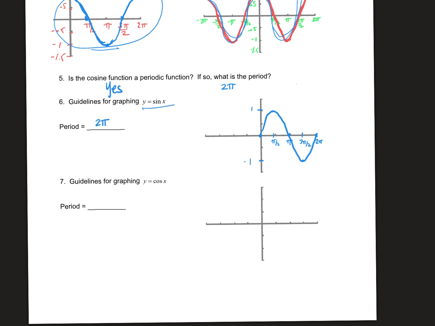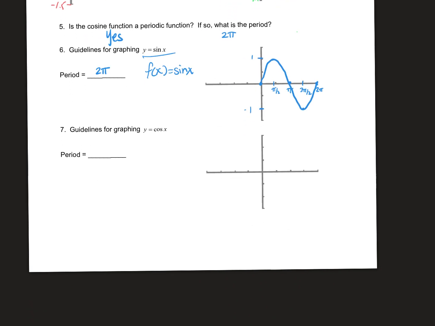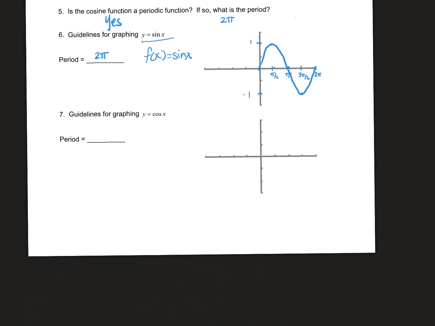Y equals sine x, or also get used to f of x equals sine x, because sometimes you're going to see both. Okay, so let's go to the next one. Let's look at y equals cosine x. So what you're going to do is take this one. Again, the period's going to be the same. The period is 2 pi. That is not changing. Okay, 2 pi.